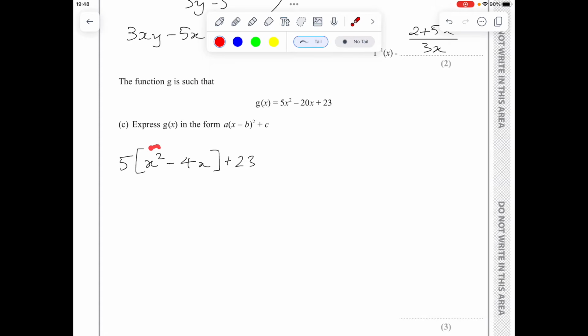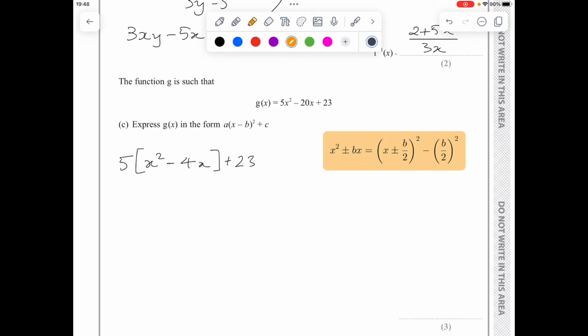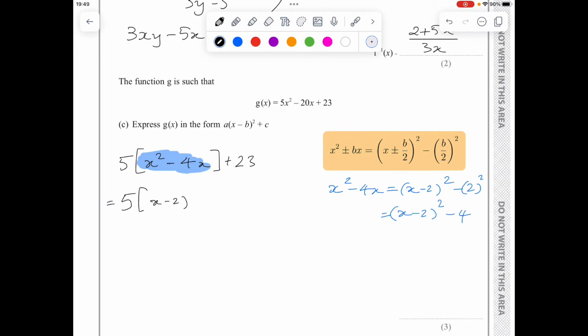And then for the expression inside the square brackets, I'll need to complete the square. The formula I'm going to use is the following. So just for the expression inside the square brackets, I'm going to have the following: x squared minus 4x equals x minus 2 squared minus 2 squared, which simplifies to x minus 2 squared minus 4. So now I can replace the blue expression with x minus 2 squared minus 4 plus 23.